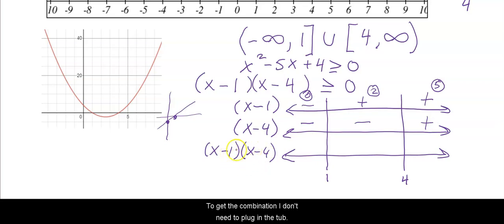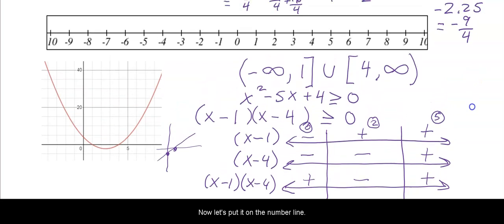To get the combination, I don't need to plug in the test point. I just need to look at the signs. A negative times a negative is positive. A positive times a negative is negative, and a positive times a positive is positive. This means that it is positive below 1 and above 4. It will be 0 at 1 and at 4.